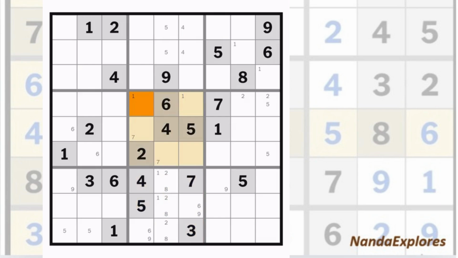Now come to this, we have 1, 2, then 3, then 6, 4, 5, 6 is already there, 7 is already posted, then 8 and 9. Here also it's 8 and 9. So here 8 will not come because 8 is likely only in these 3 cells.